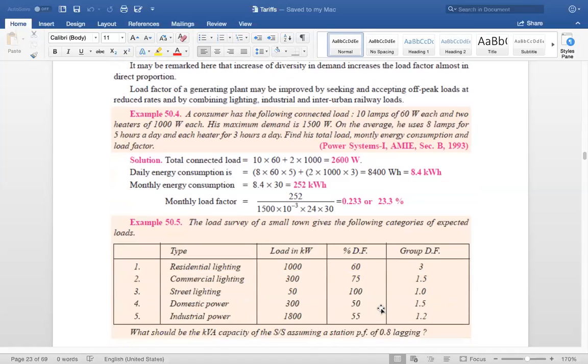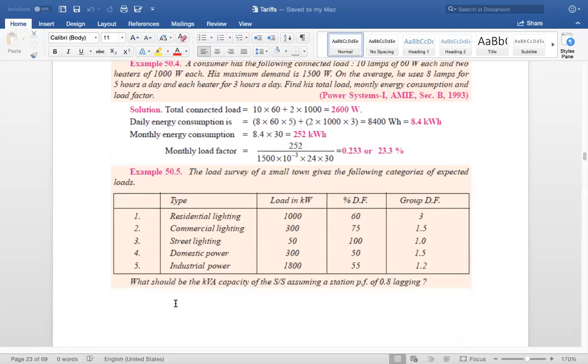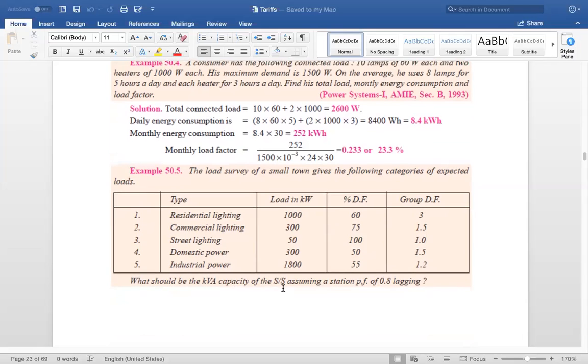Okay, the load survey of a small town gives the following categories of expected loads. We've got the residential lighting load, 1,000 kilowatt, demand factor 60%, group diversity factor 3. Commercial lighting, 300 kilowatt, demand factor 75, group diversity 1.5. Street lighting, 50, with factor 1. Domestic power is 300 kilowatt, factor 50 and 1.5. And the industrial power is 1,800, demand factor 55, group diversity factor 1.2. What should be the kVA capacity of the substation, assuming a station power factor of 0.8 lagging?